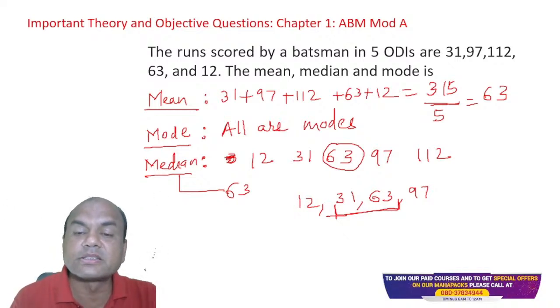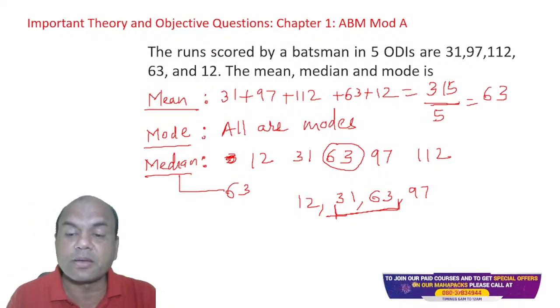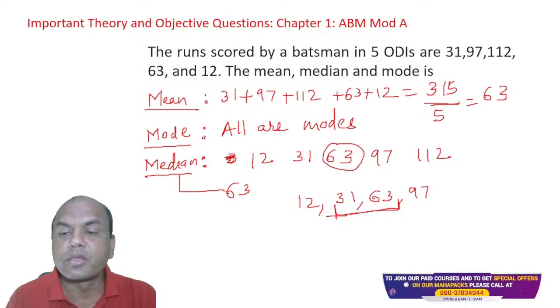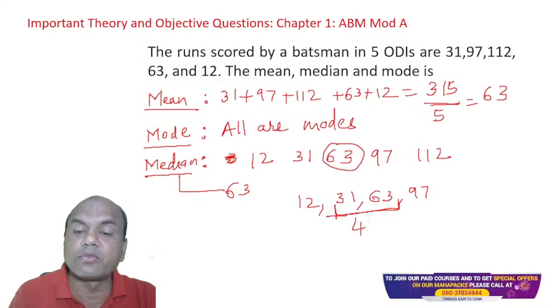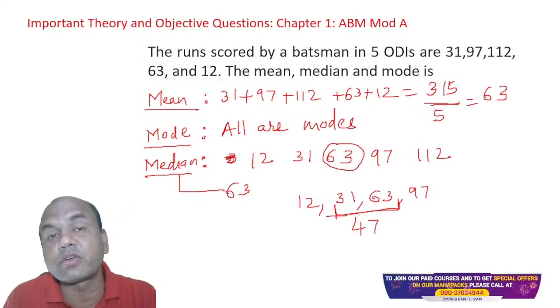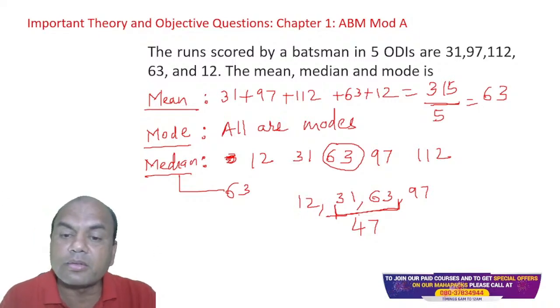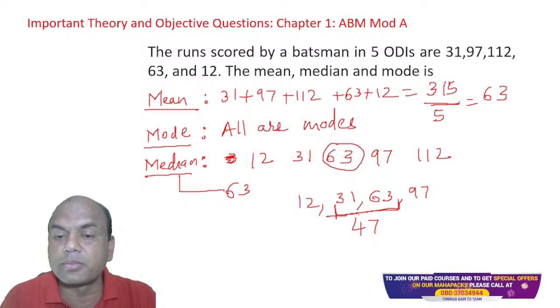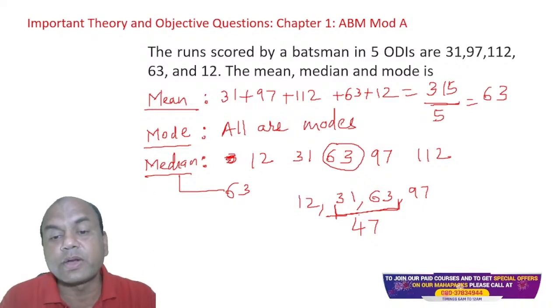So 31 plus 63 upon 2. Give me the answer, everyone. 31 plus 63 upon 2. So it is 47. Then the median would have been 47 in that case, if there were 4 numbers. Got it? If I have an odd number of values, then things are simple. The central number is very easy to find. If it is an even number, then I have to do this.